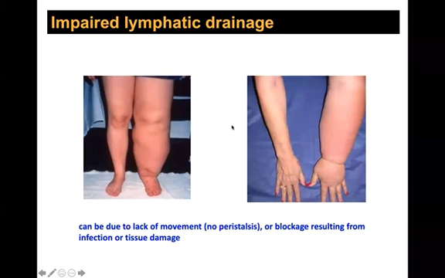Now, this can be due to lack of movement, right? If you're sitting on a plane and you're not moving your feet, fluid just accumulates there, and so your feet feel swollen. But it can also be tissue damage, like if you get into an accident which severs those lymphatics, there's no mechanism for you to drain that peripheral tissue. And then there's some infections that will intentionally block it.